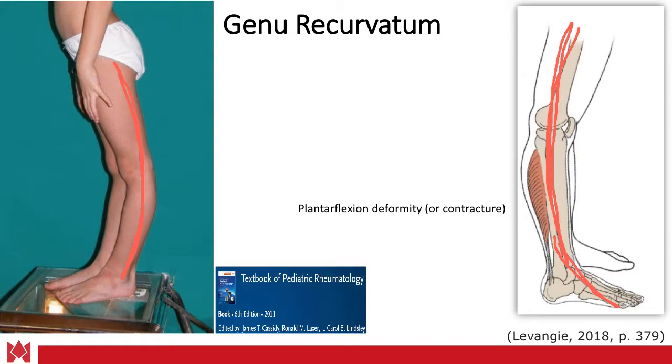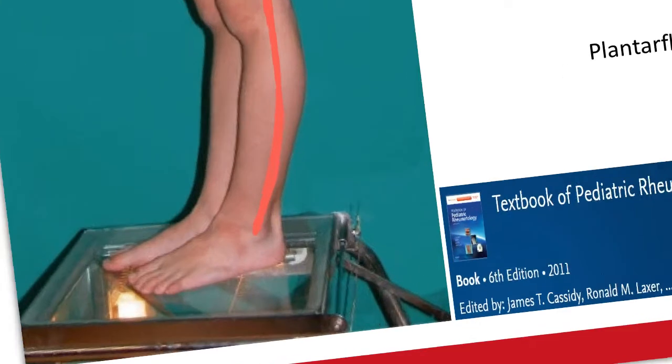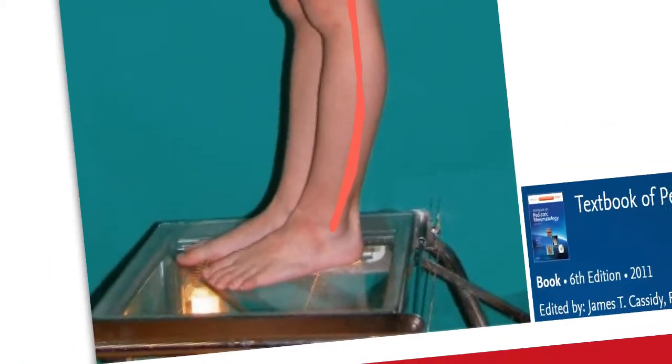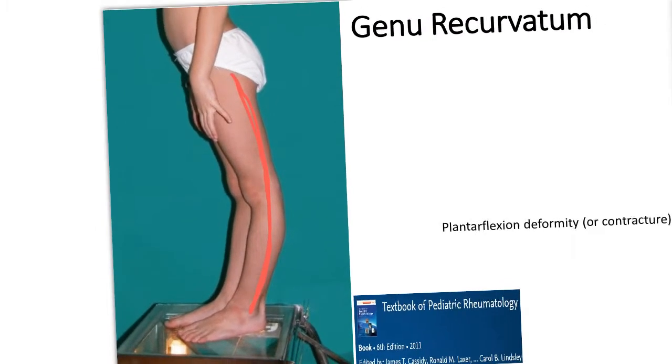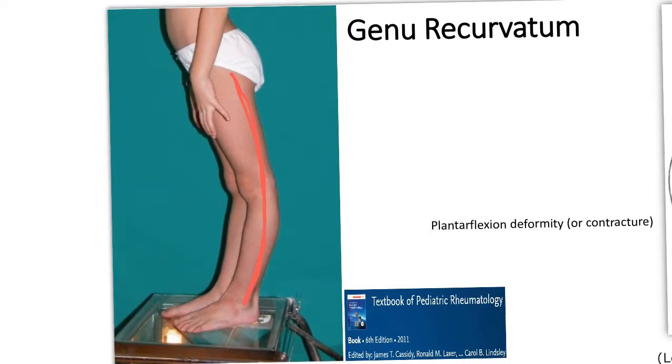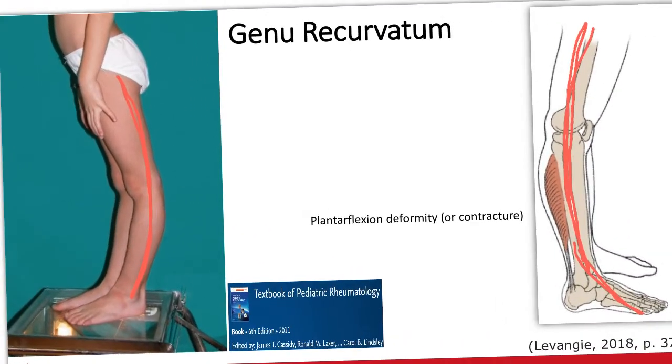But in this picture, I got this from a textbook of pediatric rheumatology, and what's with the kid standing on the glass table? This is straight out of the textbook. I mean, I guess that's how they thought, we'll just take a picture. They already have genu recurvatum, so let's put him on a glass table. But that was from that textbook. So anyway, that is genu recurvatum. Let's talk about some of the implications on this on the next slide.